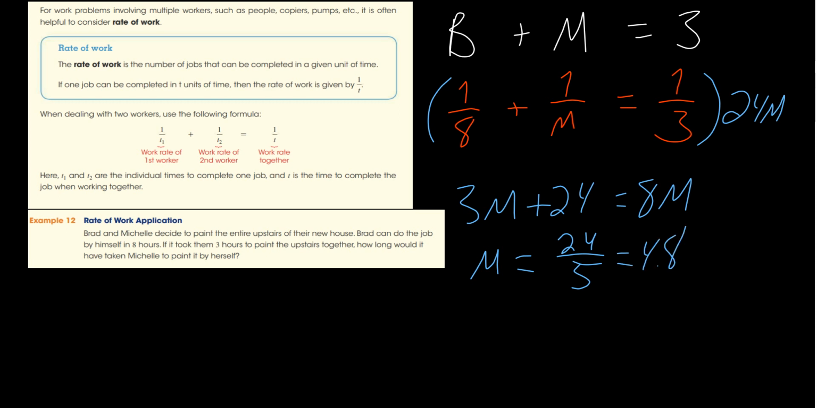Okay, but same process. If somebody says they'll be there in 0.8 hours, you don't really like that. So we do 0.8 times 60, so that'd be 48. So it would be 4 hours and 48 minutes. So Michelle can finish painting by herself in 4 hours and 48 minutes. And that's it. This type of problem, the rate of work problem, I know you've seen them.